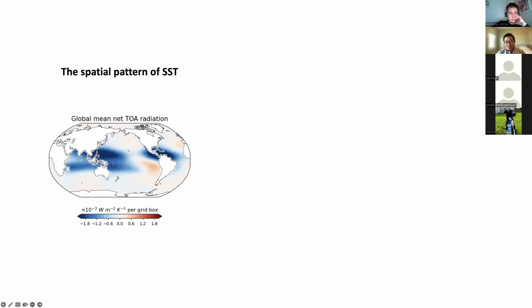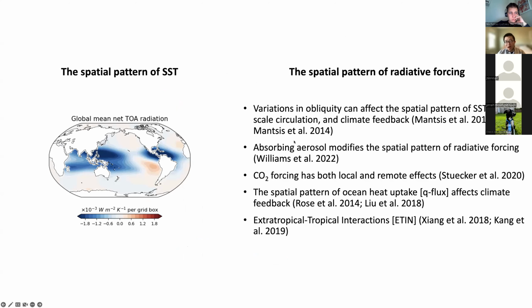So we already learned that the spatial pattern of SST is important to climate feedback. A natural question is, what's the role of spatial pattern of radiative forcing? So there has been some progress in previous studies. For example, variations in obliquity can affect the spatial pattern of SST, the large-scale circulation, and the climate feedback. And we also learned that absorbing aerosols can modify the spatial pattern of radiative forcing, like by William et al.